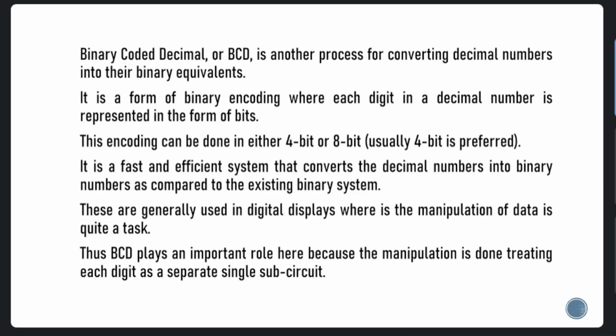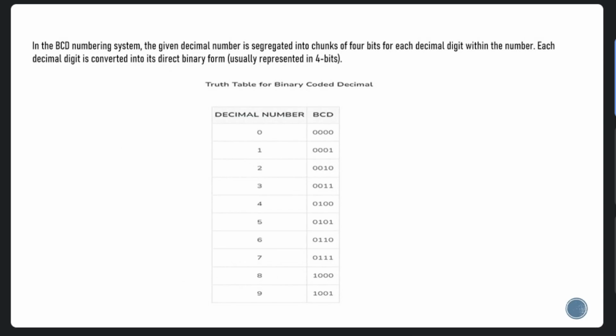It is a fast and efficient system that converts the decimal numbers into binary numbers as compared to the existing binary system. These are generally used in digital displays, whereas the manipulation of data is quite a task. But BCD plays an important role here because the manipulation is done treating each digit as a separate single circuit. So, mahalaga po na alam natin kung paano yung decimal number to binary coded decimal.